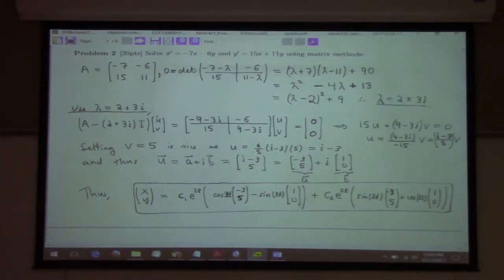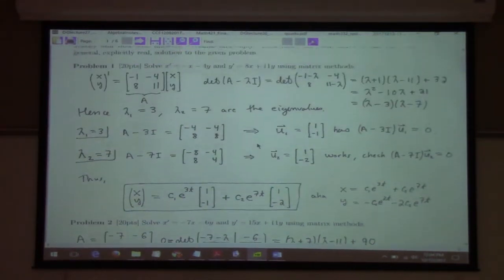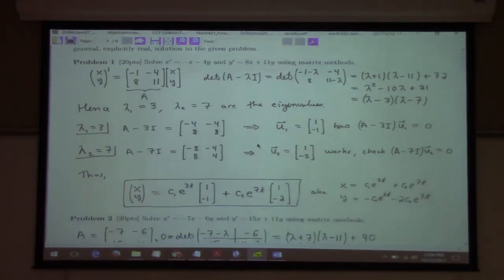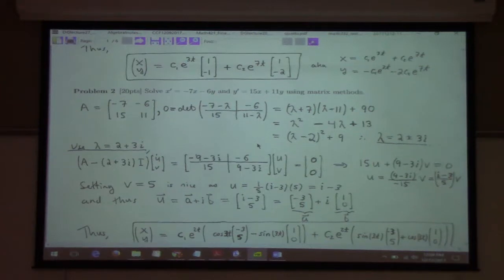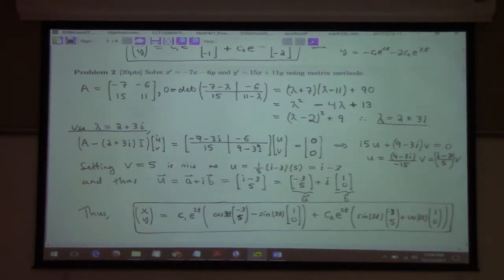Now, many of you lost points because you did not follow the instructions. There's overarching instructions that apply to everything in the whole test. They're stated at the beginning of the test. Remember, the term solve means the general, explicitly real solution to the given problem. That's especially relevant here, as some of you just gave me answers that involve i, and that pretty much means that you don't quite know what you're doing. There's something left for you to think through there.